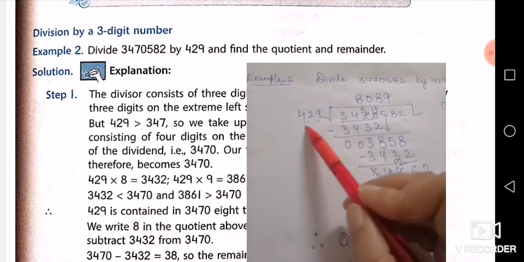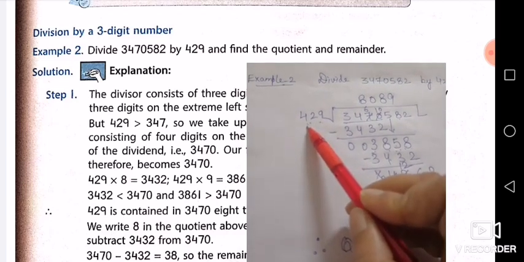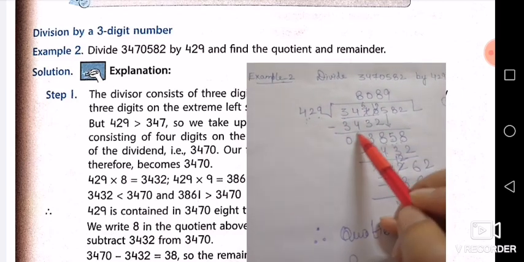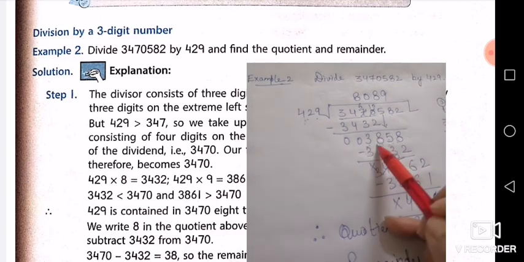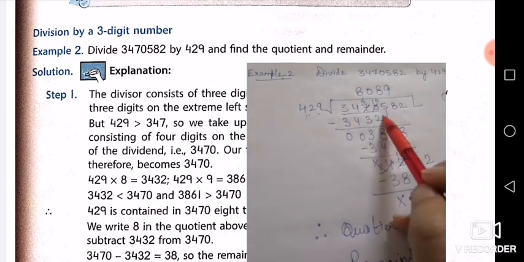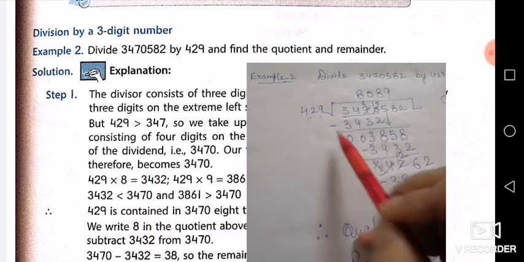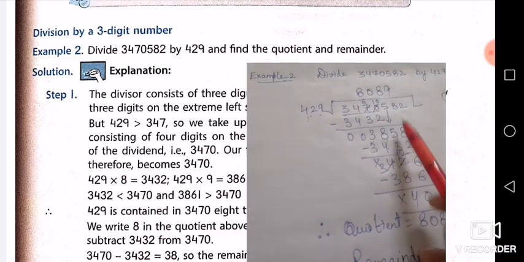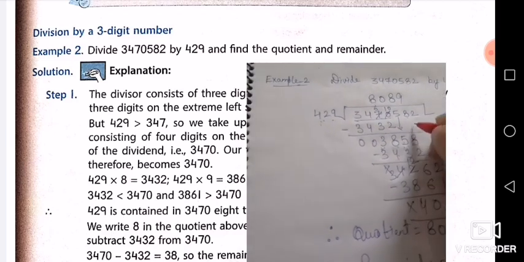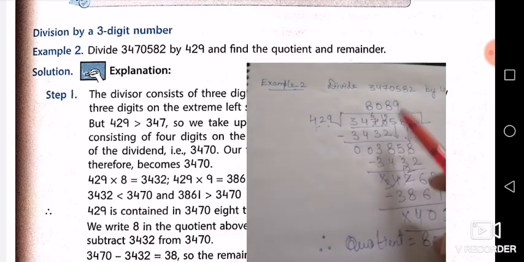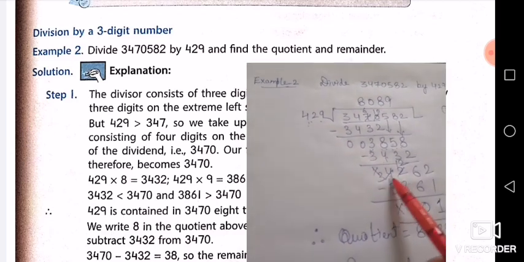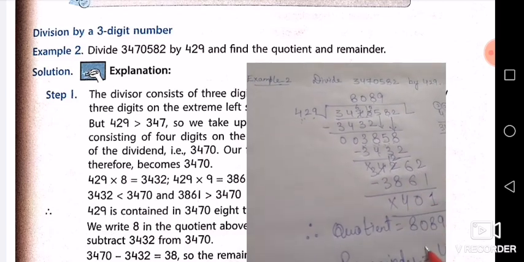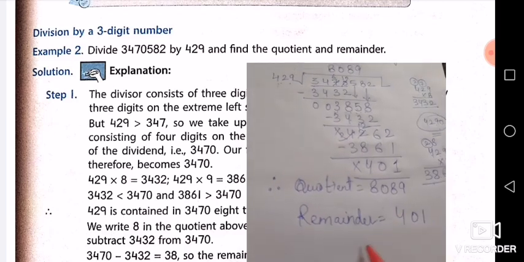Now, for 429, we can get an idea from 400 that 8 fours are 32. So this 429 will go 8 times. So that will become 3432. Then we'll do the subtraction, we'll get 38. Now 5 will get down, but that 385 is again smaller than 429. We'll put a 0 here and then take the next digit also. Then again it will go 8 times. We'll do the subtraction, we'll get this number, and then the last number 2 will get down, and then we'll do the subtraction, and we'll get the quotient and remainder.